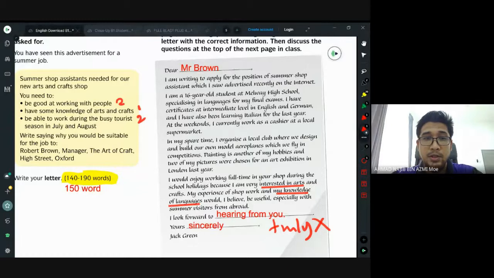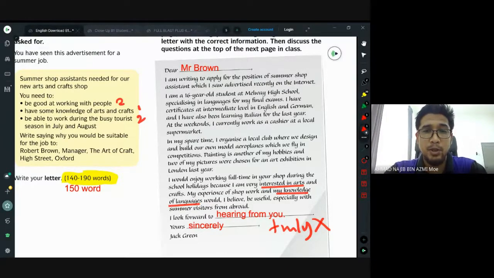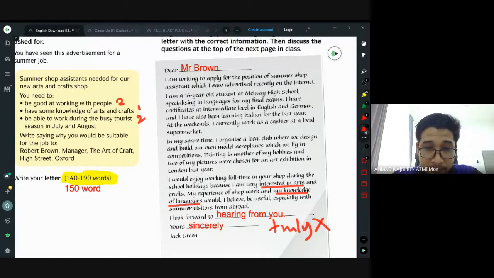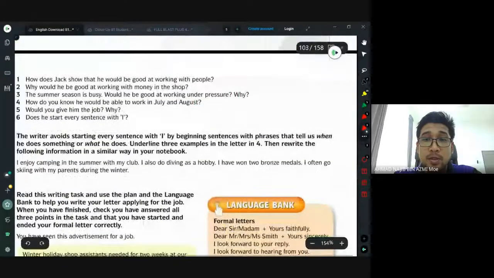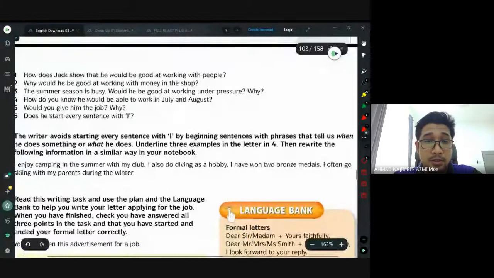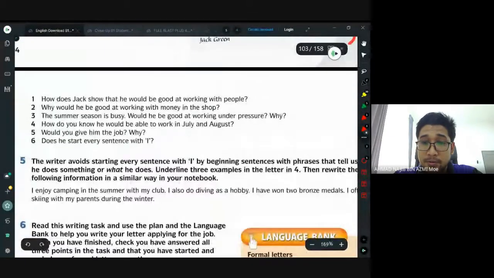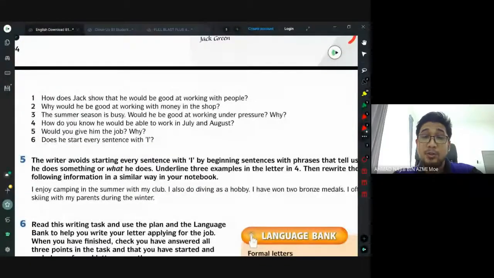Or more difficult than BM formal letter? What do you think? In English is easier. Is easier in what way? Not complicated. It's not complicated. Okay, right.